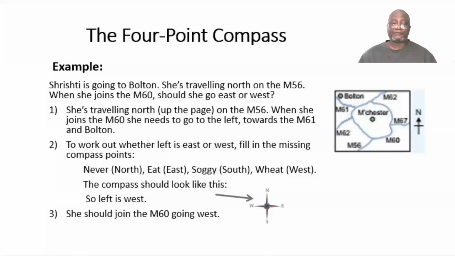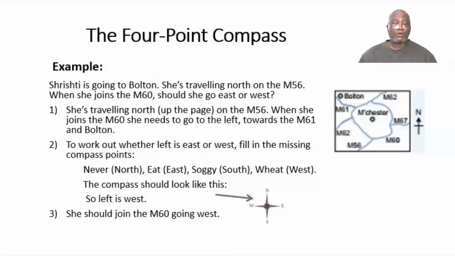On the basis of that, you have a problem. Shristi is going to Bolton. She's traveling north on the M56. When she joins the M60, should she go east or west? First of all, she's traveling north on the M56. When she joins the M60, she needs to go to the left towards the M61, which takes you to Bolton.